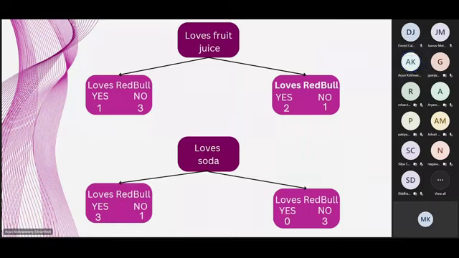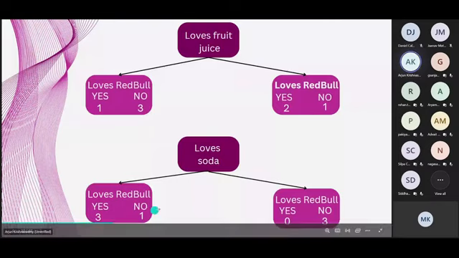So if we start off with loves fruit juice, of all the people who love fruit juice, three of them don't like Red Bull. One person likes Red Bull. And of all the people who don't like fruit juice, two of them like Red Bull. One doesn't like Red Bull. Just a reminder, as I mentioned, the convention here is if this is true, we move to the left. If not, we move to the right. And if we use loves soda as the root node, out of all the people who love soda, three of them love Red Bull and one person doesn't. And interestingly, all the people who don't love soda also don't like Red Bull.